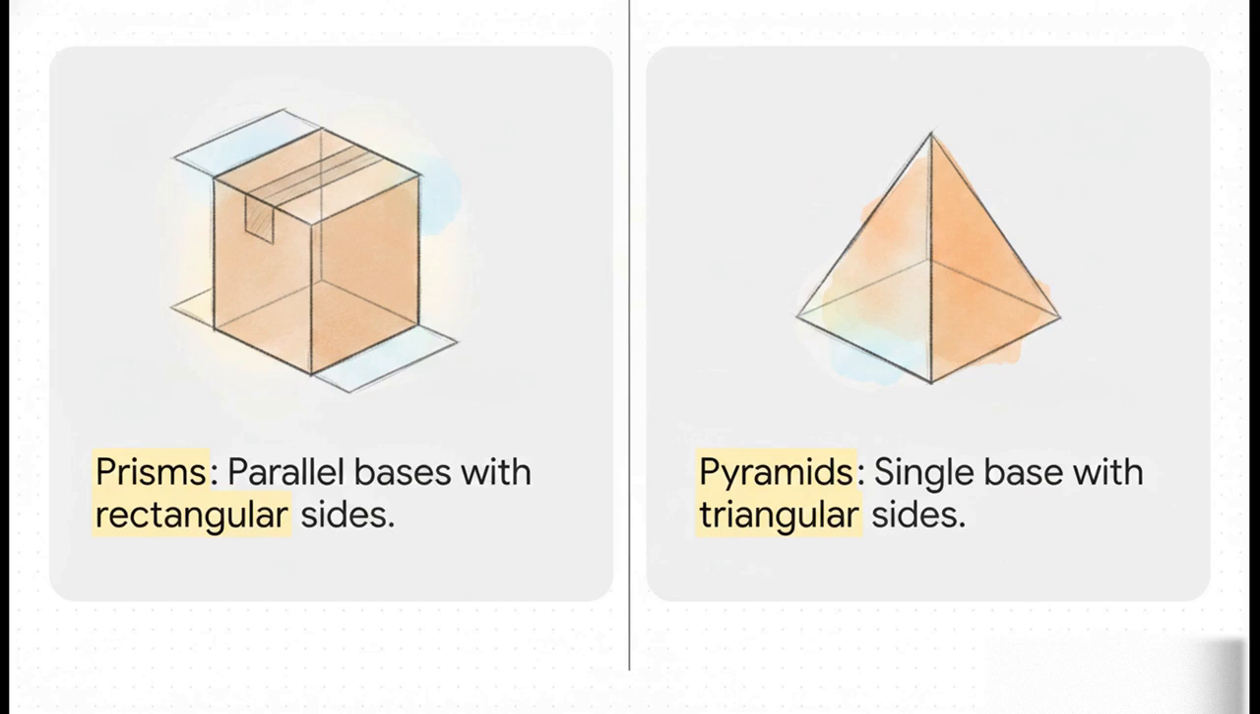A pyramid, however, only has one single base at the bottom. So the crucial point is, because all the walls of a pyramid have to lean inward to meet at one single sharp top point, those side faces must be triangles. Prisms have rectangular side faces, pyramids have pointy, triangular side faces.